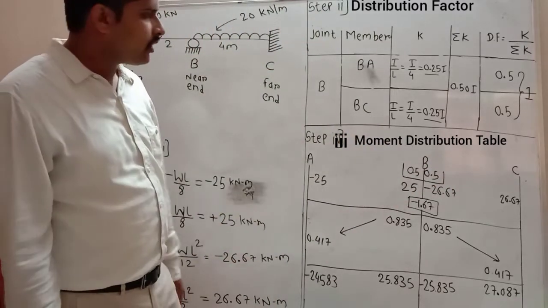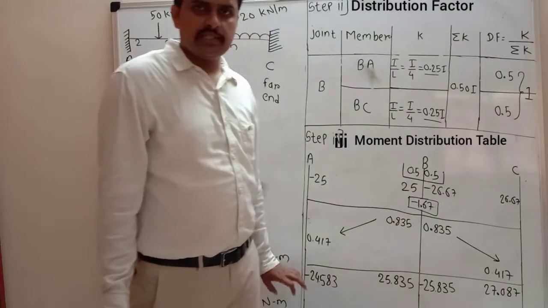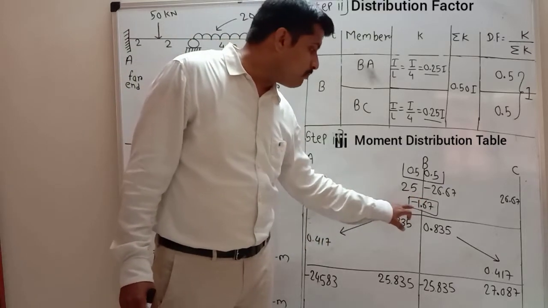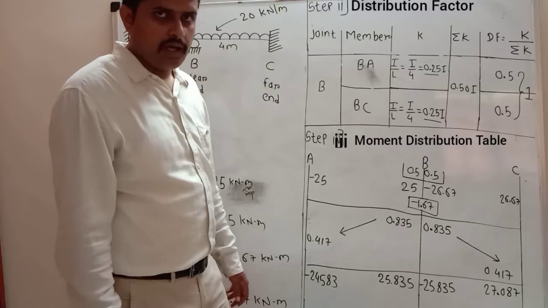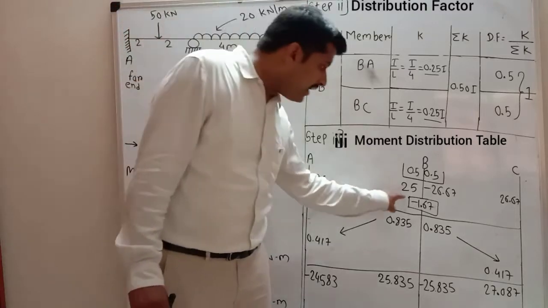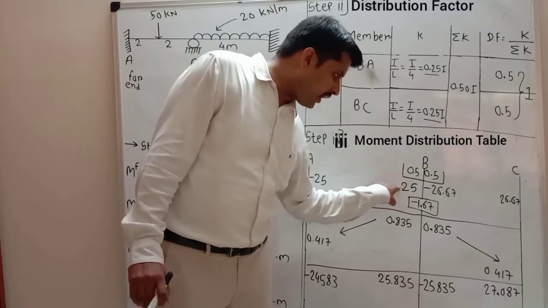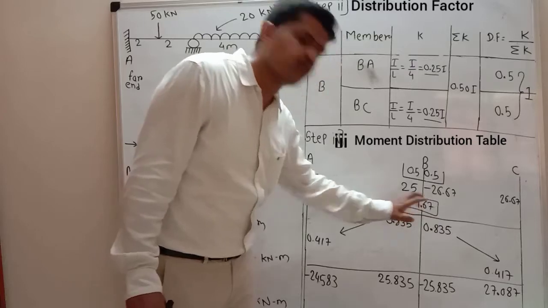Now what? Add these two moments. What we will get? We will get minus 1.67. I repeat, add these two moments. So plus 25 minus 26.67, we will get minus 1.67.